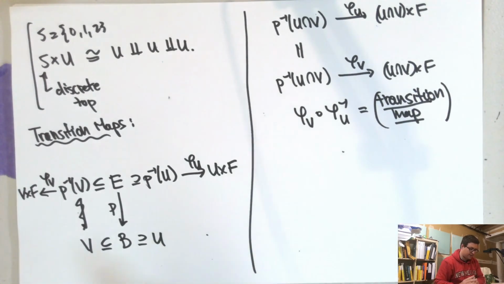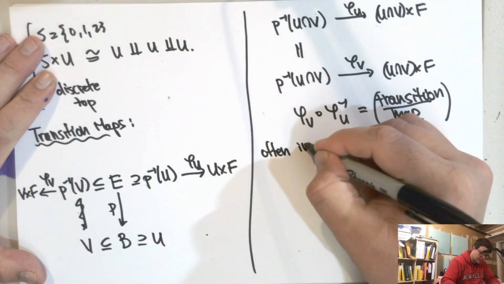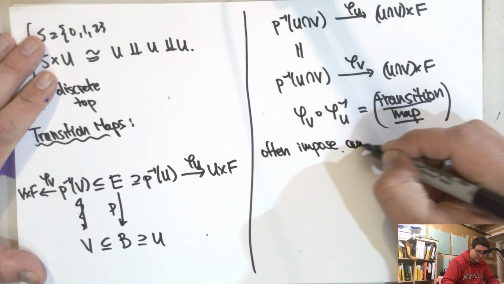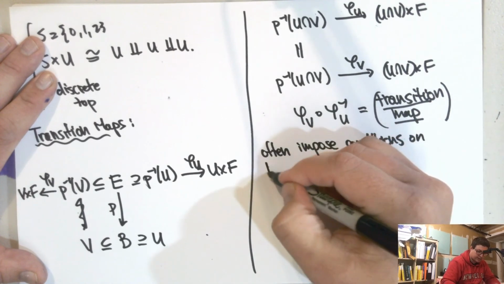Okay. And so often we impose conditions on these transition maps. So often we impose conditions on trivializations.